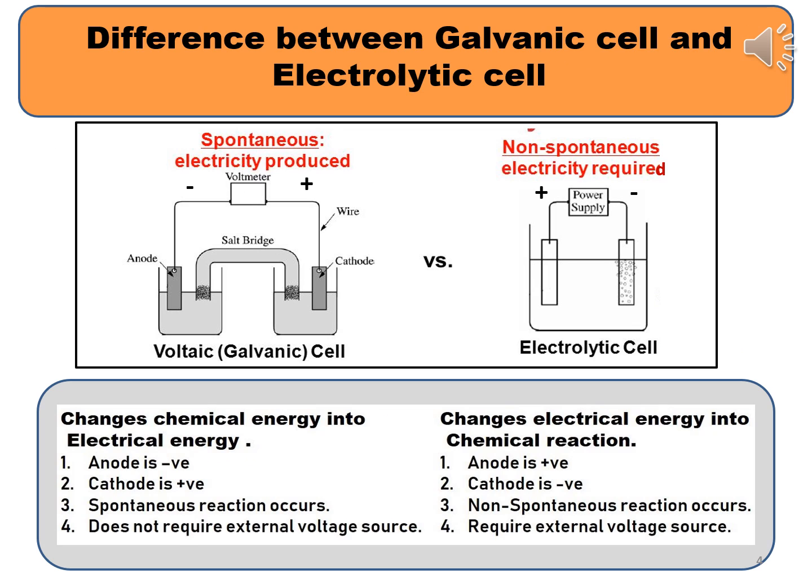So, what are the differences between a galvanic cell and an electrolytic cell? The main difference lies in the type of energy conversion, as we said earlier. A galvanic cell converts chemical energy into electrical energy. Here, the anode is negative and the cathode is positive, and it gives spontaneous redox reactions. Also, it does not require any external voltage source. In the case of an electrolytic cell, it converts electrical energy into chemical energy, and here the anode is positive and the cathode is negative, and it gives non-spontaneous reactions, and also it requires an external voltage source.